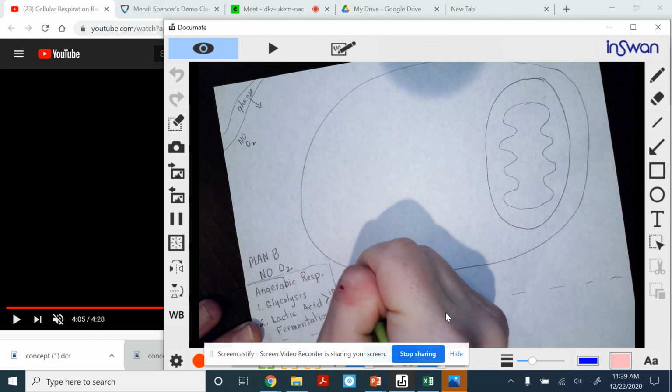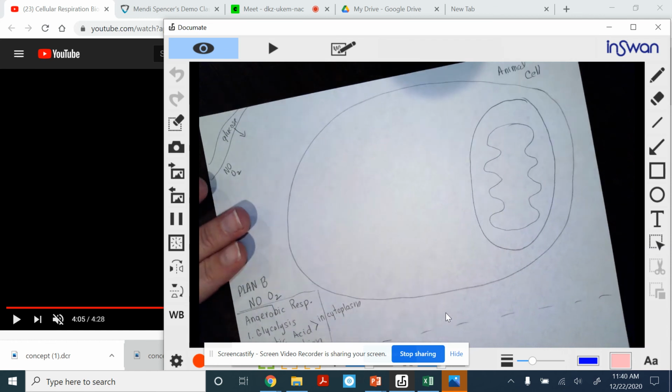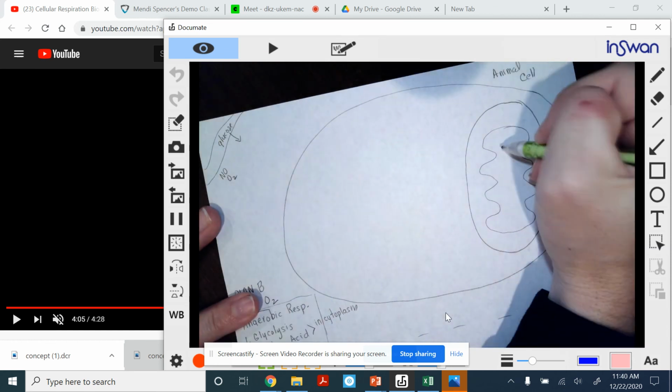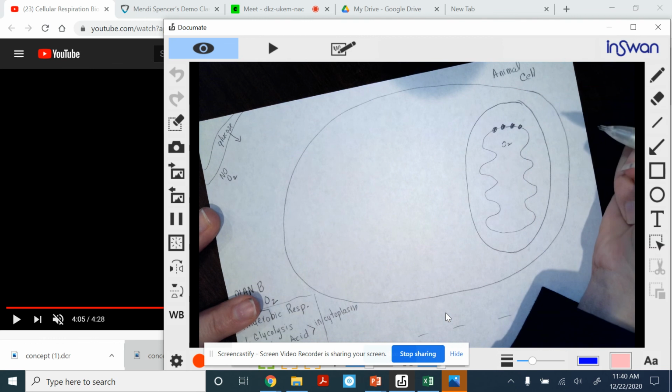So again, these can happen in bacteria because they have cytoplasm. And bacteria can use these steps to generate ATP. So they don't need the mitochondria. Okay. Do you remember that we needed O2 here? This is the only place where we need oxygen.